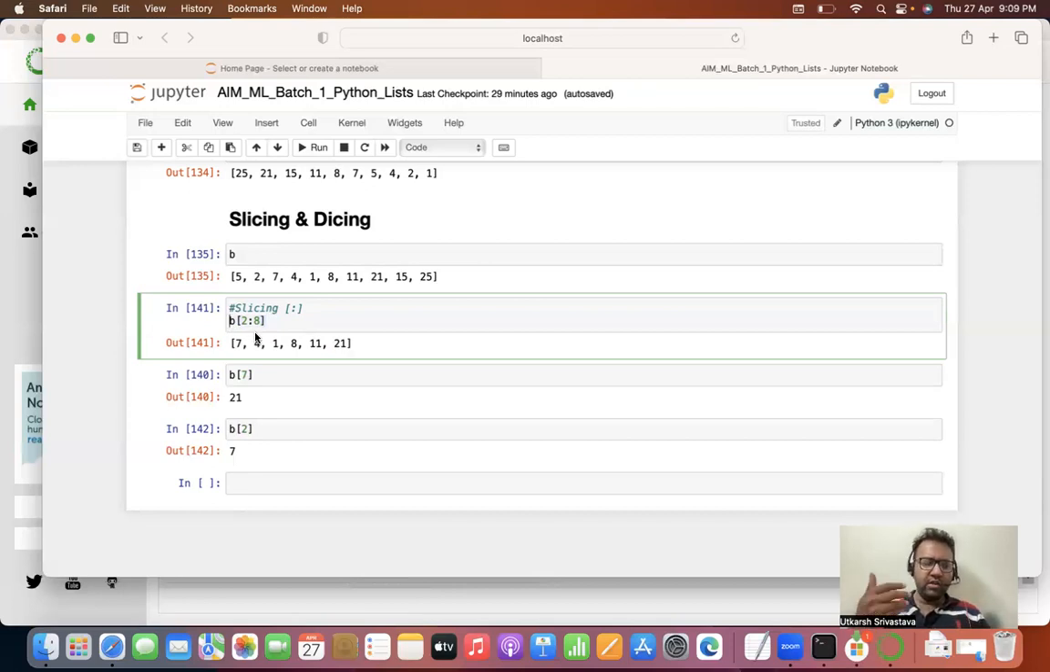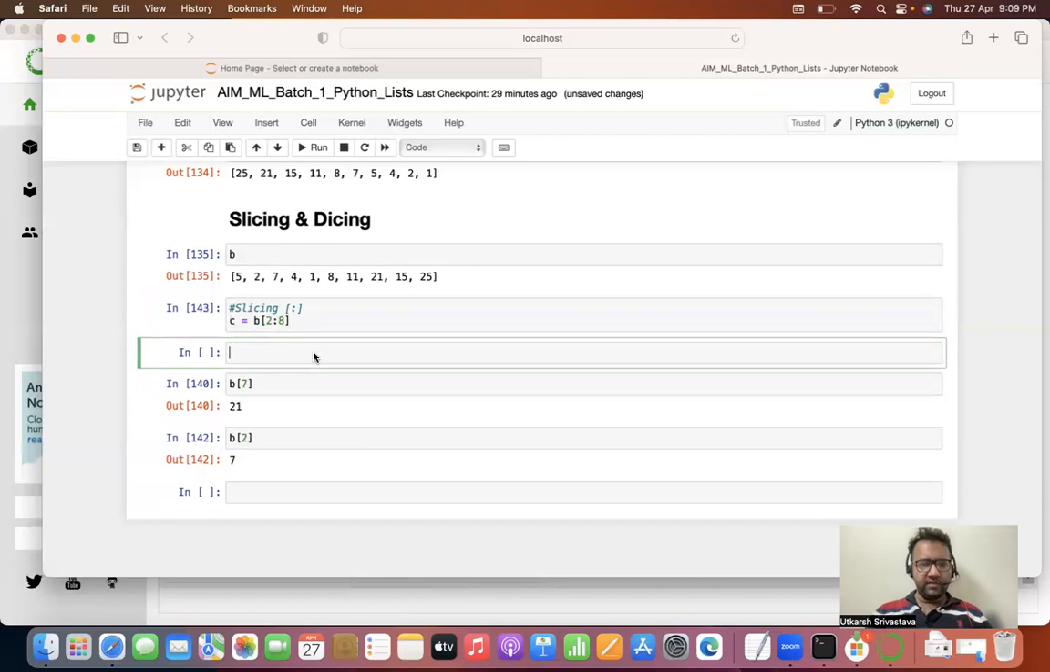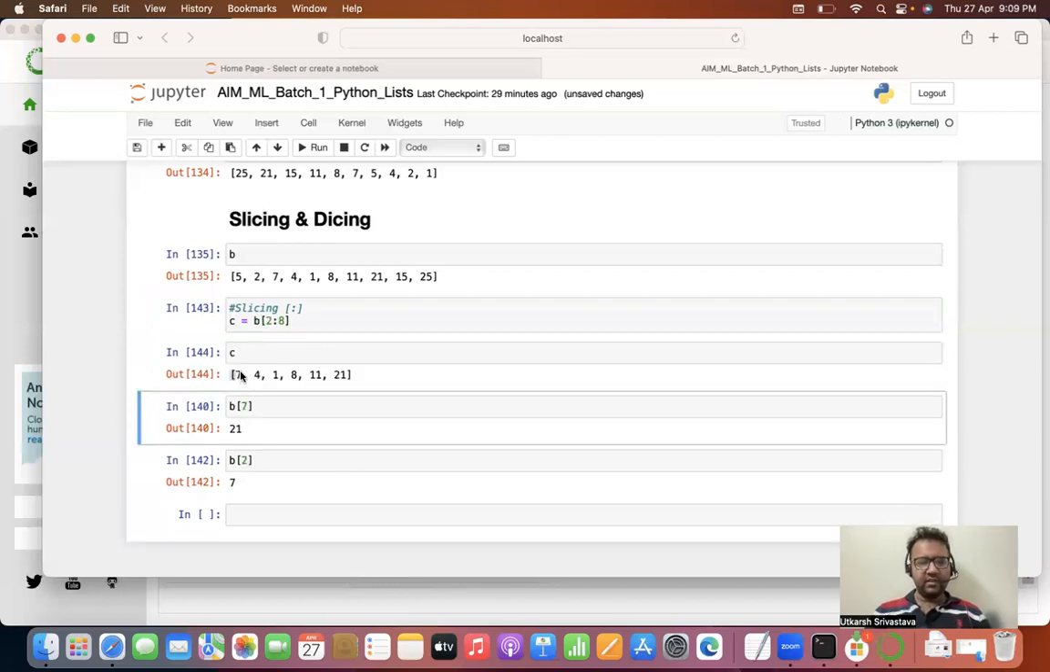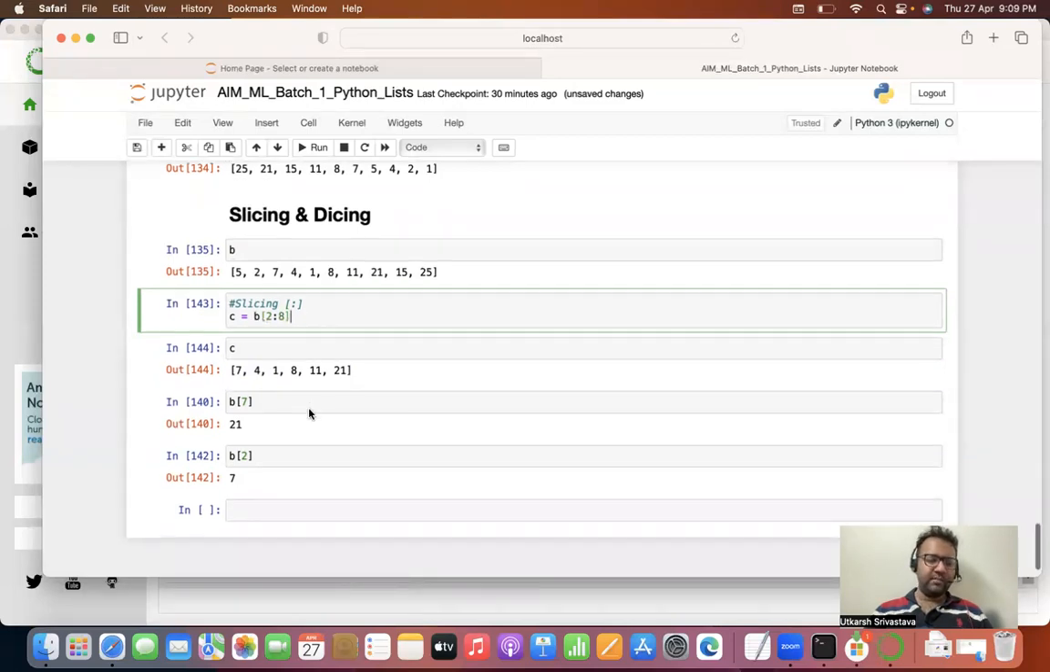If we want to keep it static, then we should write C is equal to B 2 colon 8, and run C. So if you can see 7, 4, 1, 8, 11, 21, they have been placed in a variable. So this is dynamic slicing only. I'm taking a list and slicing that list out using square brackets and 2:8. Yeah, this is dynamic slicing only.